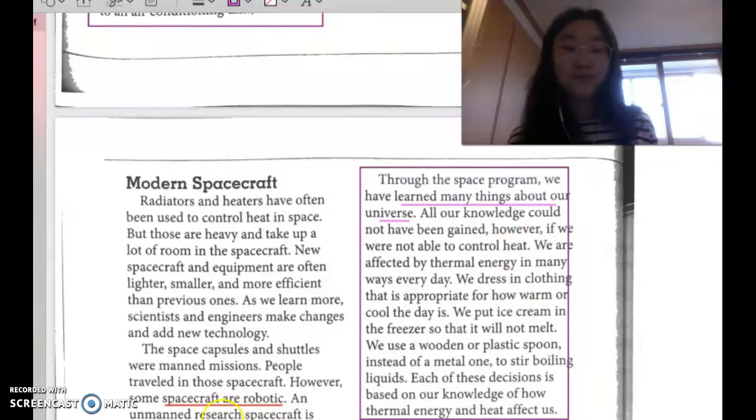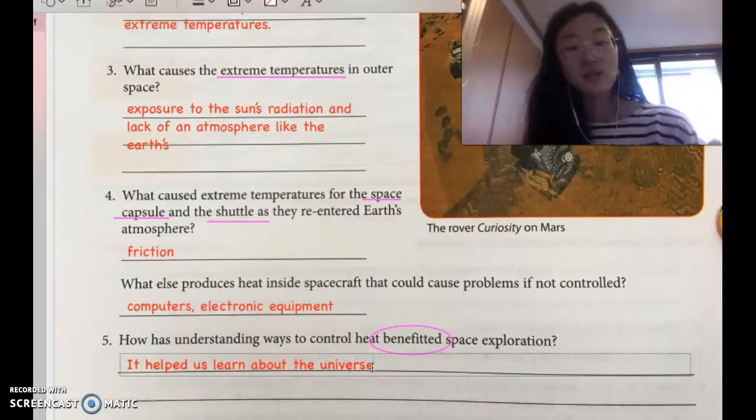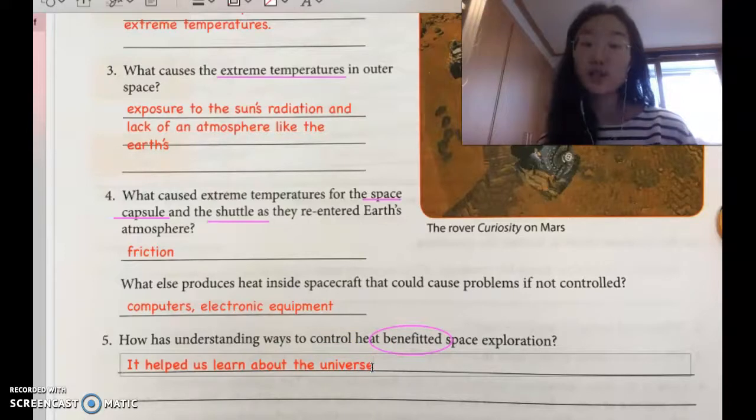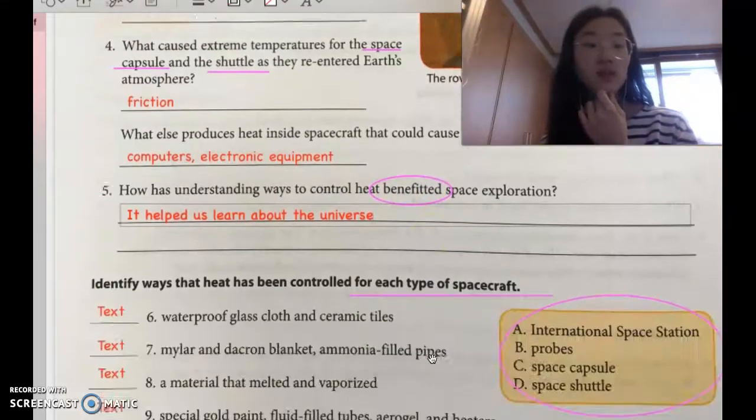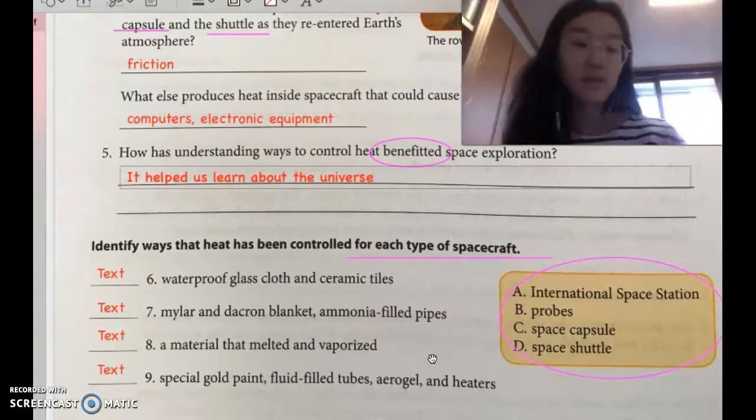Yeah, that's pretty much it. And we learned how thermal energy and heat affect us. And it also helped protect astronauts so we can do more space exploration, etc. So of course there are lots of different answers you could have written for this one. Identify ways that heat has been controlled for each type of spacecraft.